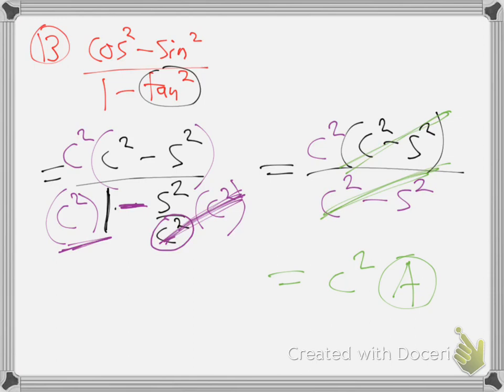Shall we keep going? Got about 8 minutes left. So we're on to 15. Getting close. Cosecant plus 1 times cosecant minus 1. Whoops.